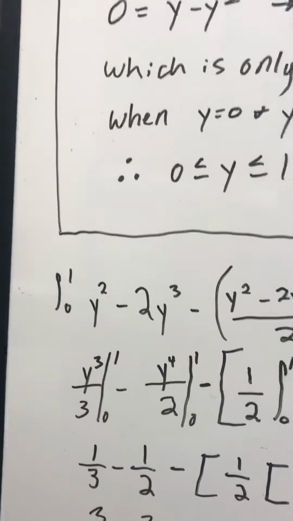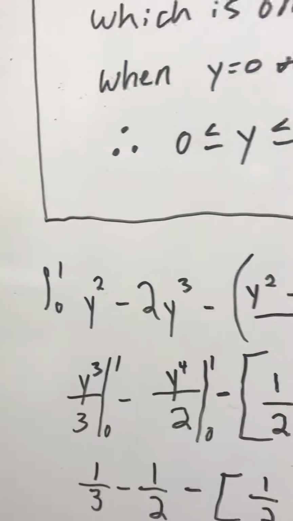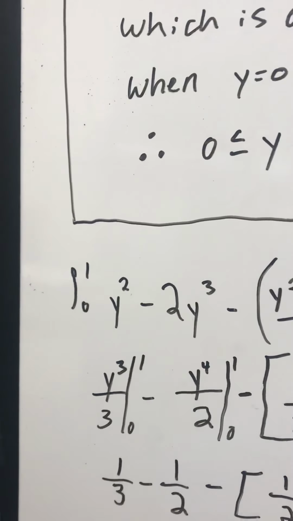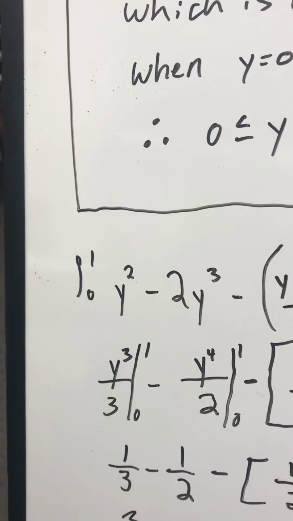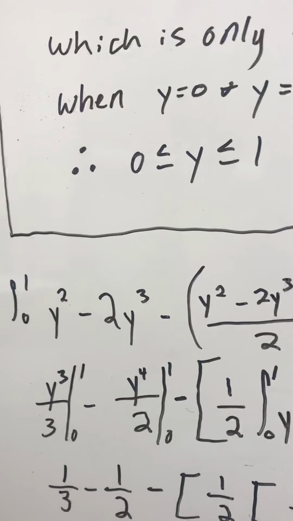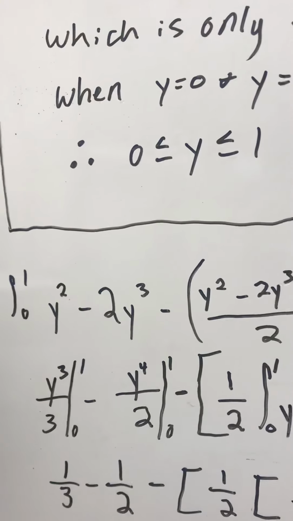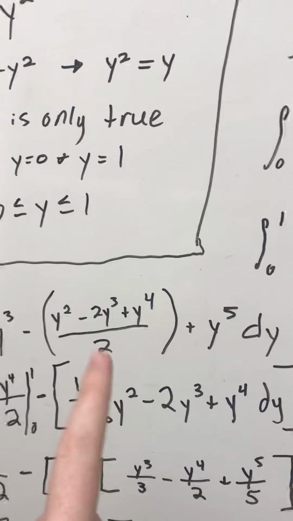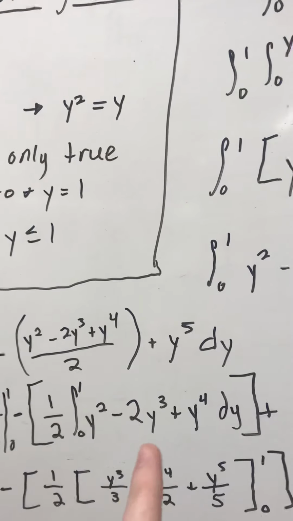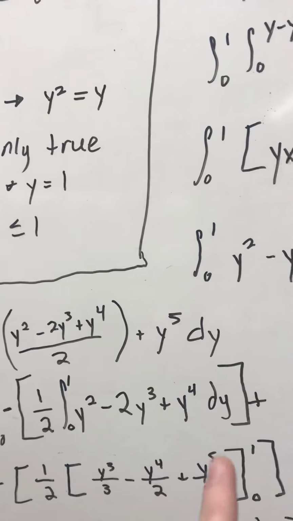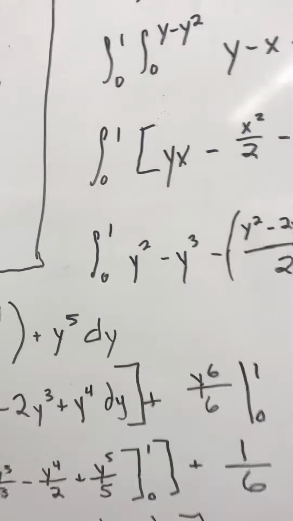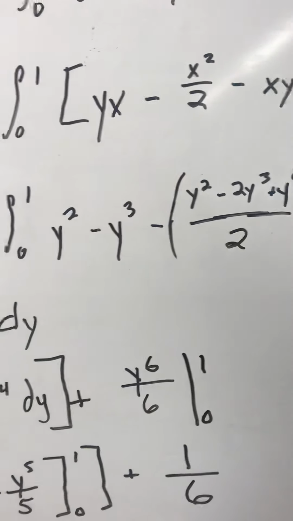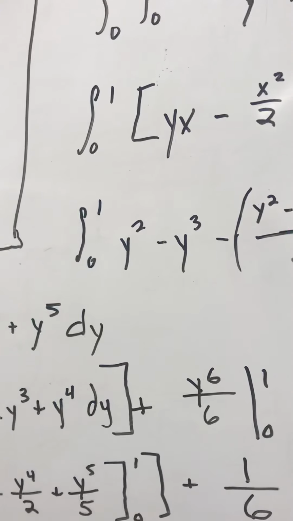And now I'm distributing out the integral to make this a bit easier to do. So the integral of y squared is y cubed over 3 from 0 to 1, minus the integral of 2y cubed, which is y to the 4th over 2, 0 to 1, minus 1/2 times the integral of y squared minus 2y cubed plus y to the 4th dy. We'll get back to that later. Plus y to the 6th over 6 evaluated from 0 to 1, because that's the integral of y to the 5th.